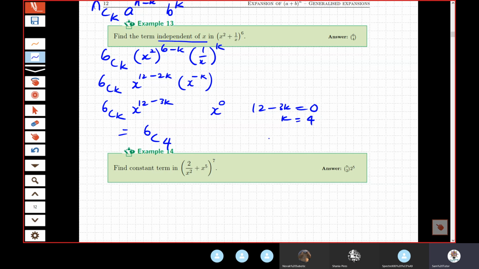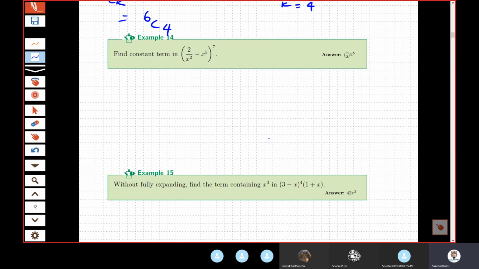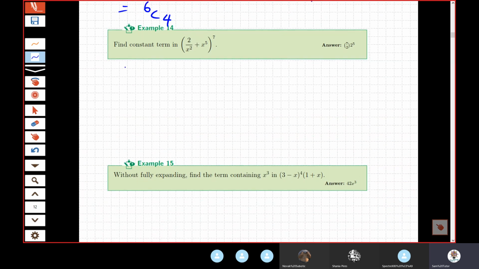All right, Lucas, let's do the next one then. So you're going to say everything. I'm not going to try to say much now. 7 choose k. 2x to the -2. Fair enough. Yep. To the power of 7 minus k. Times x to the 5k. You can already see what's happening.